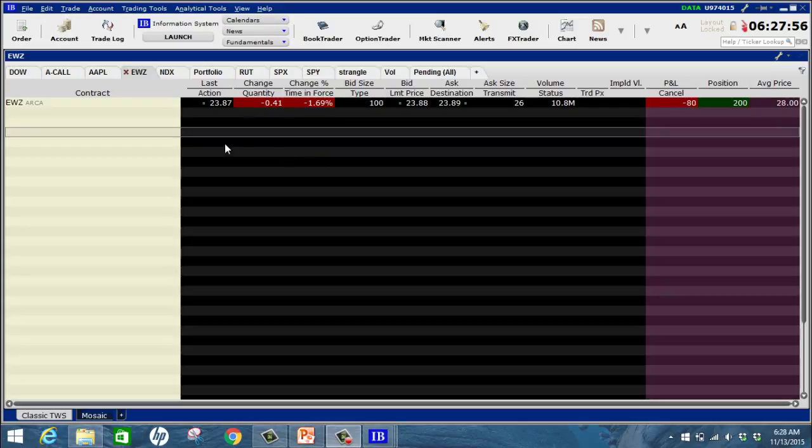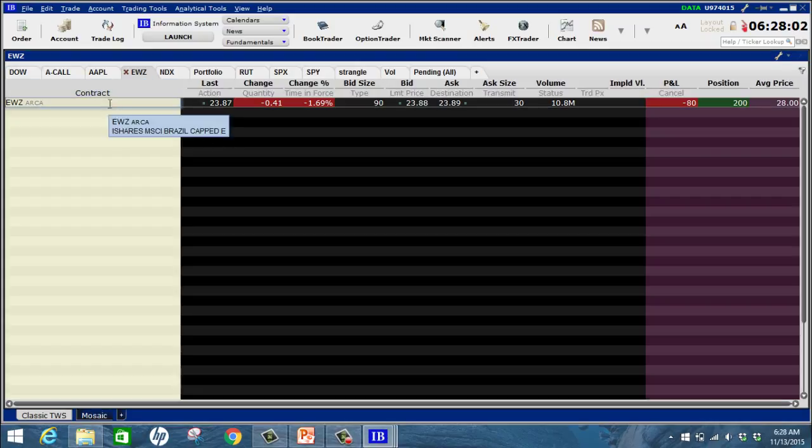So here we have our Interactive Brokers platform. We're going to look at a live example of a stock repair strategy. So we're looking at EWZ. You can see I've got 200 shares at an average price of 28, and we're currently trading just below 24. So I'm down about 15% on the position.